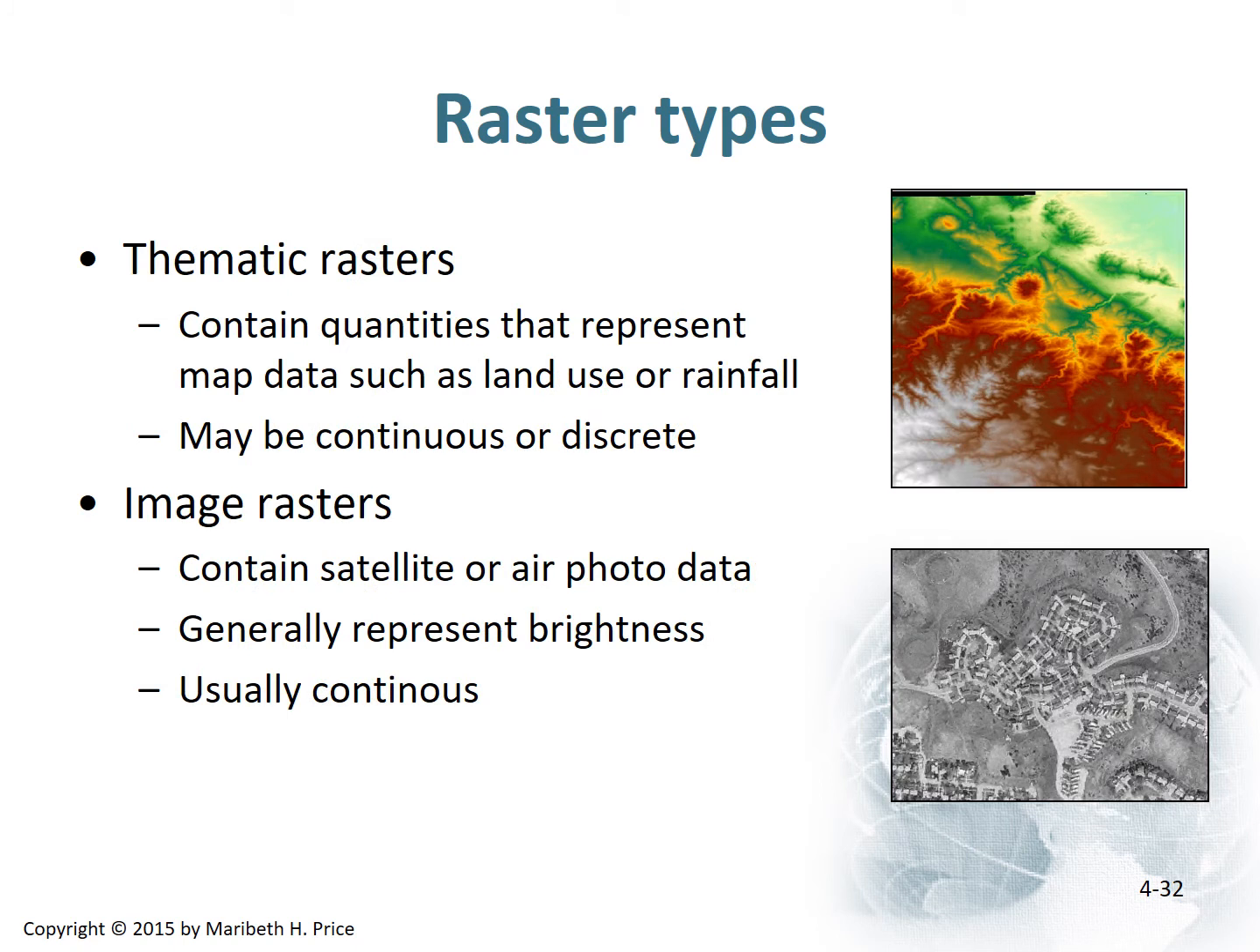We can also think of this as thematic rasters and image rasters. Thematic rasters contain quantities that represent map data such as land use or rainfall. They can be continuous or discrete, so you can have rasters that act as areas, like polygons, that tell us about land use. Or we can have continuous surface rasters, like elevation rasters, like a digital elevation model, that show us what the elevation is in a continuous surface.